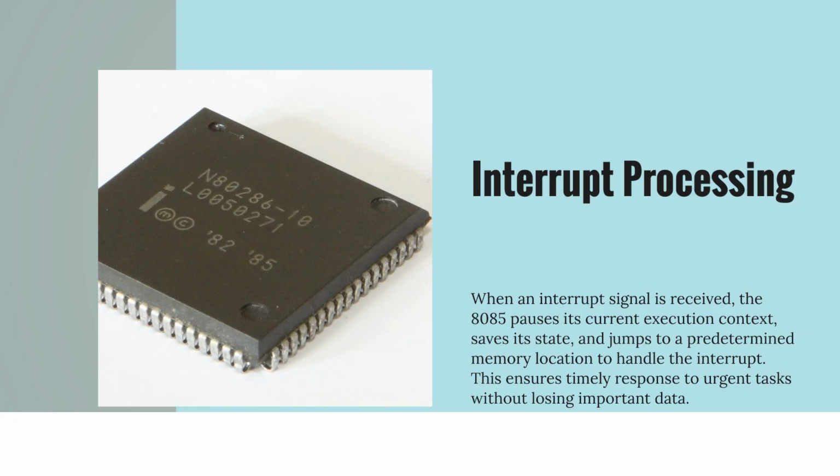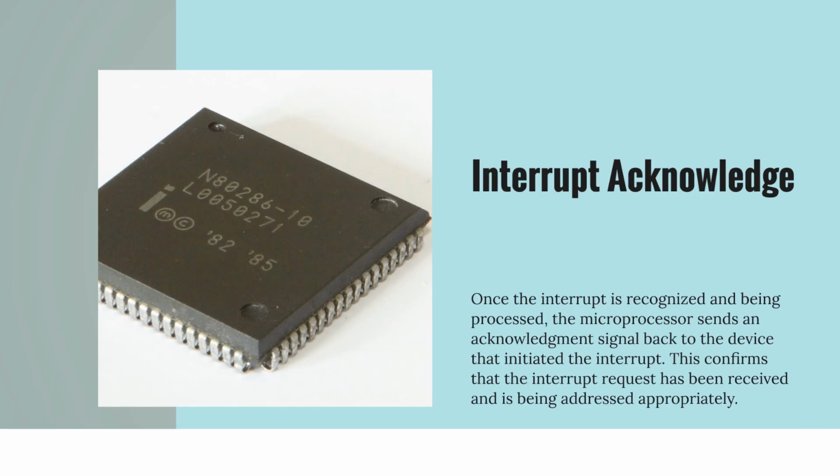When the interrupt signal is received, the 8085 pauses the current execution, saves its current status and then jumps to the predetermined memory location to handle the interrupt. This ensures timely response to the urgent task without losing important data. Once the interrupt is recognized and being processed, the microprocessor sends an acknowledgement signal back to the device that initiated the interrupt. This confirms that the interrupt request has been received and is being addressed appropriately.